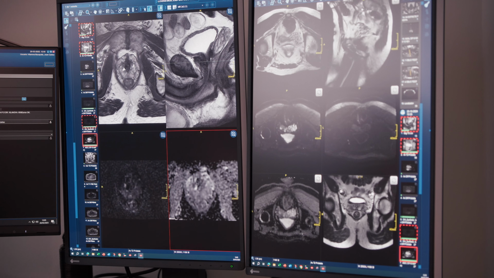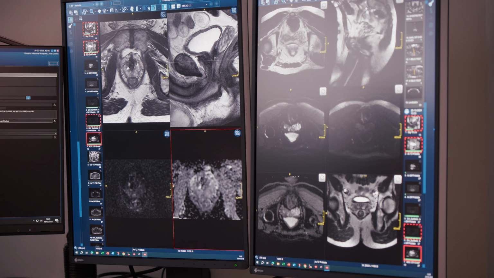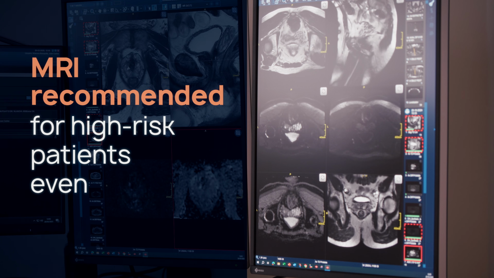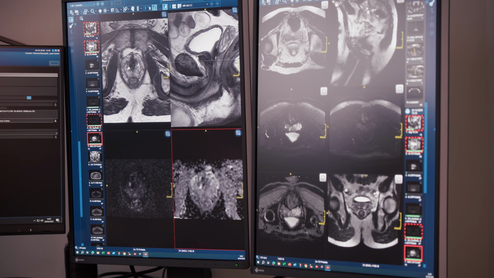The current PSA is 2 and has more or less remained stable, but he is a patient at risk, both his father and his brother. So we have a high-risk patient who might have prostate cancer, although the PSA in this case is not very suspicious, but nowadays with a high-risk patient, it's recommended to do an MRI.